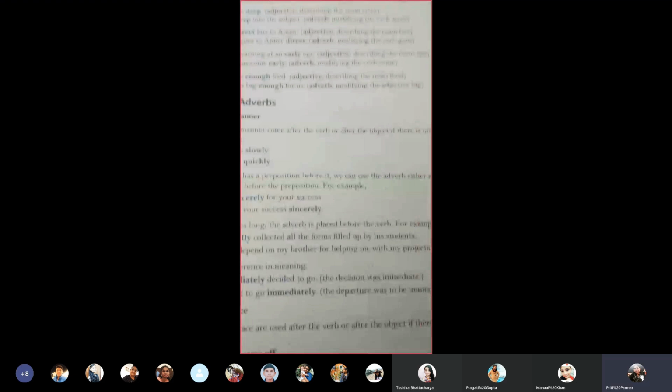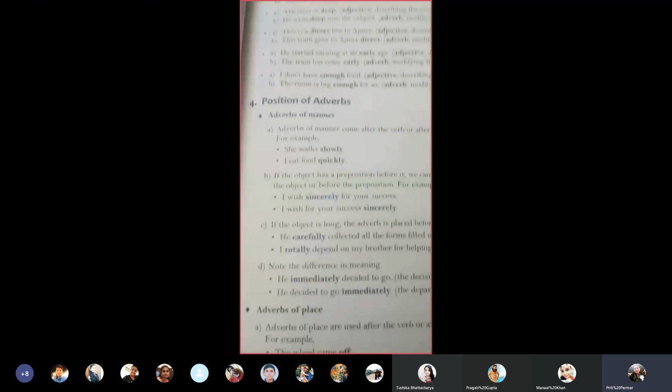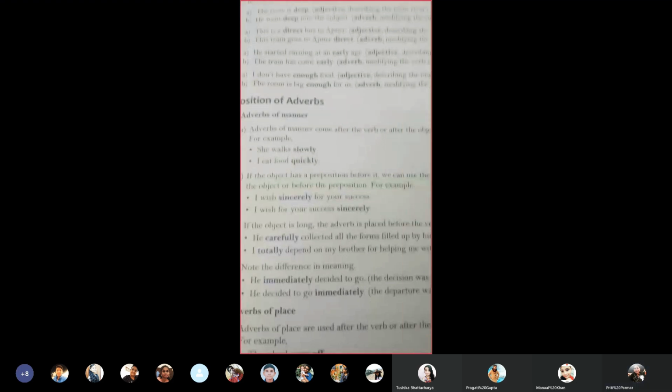अब इसको बहुत ध्यान से देखो. He immediately decided to go. उसने तुरंत डिसाइड किया जाने का. That means the decision was made immediately. Now see the next one. He decided to go immediately.